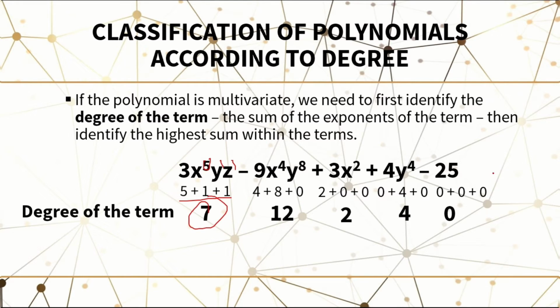Same with here. Another thing that is worth mentioning is that halimbawa, wala kang z dito, pero kasi may z dito, we have to acknowledge na meron tayong z raised to 0 yon. Kaya siya may plus 0 dito. 0 will be our placeholder dun sa variables na wala tayo. So, kaya yung constant dito, yung negative 25, ay tatlong 0 kasi we have x raised to 0, y raised to 0, at z raised to 0. Ang pangit ng drawing ko, pasensya na po.